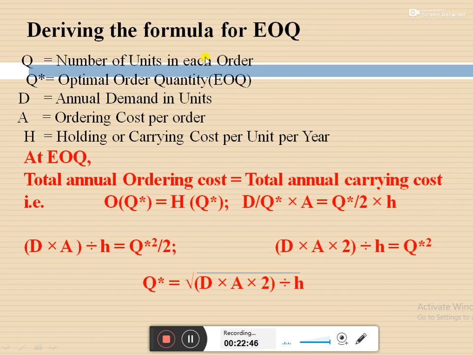Q denotes the number of units in each order. Q star denotes the economic order quantity. D denotes annual demand in units. A denotes ordering cost per order, and H denotes the holding or carrying cost per unit per year. With this information, as we know that at economic order quantity, total annual ordering cost is equal to total annual carrying cost.